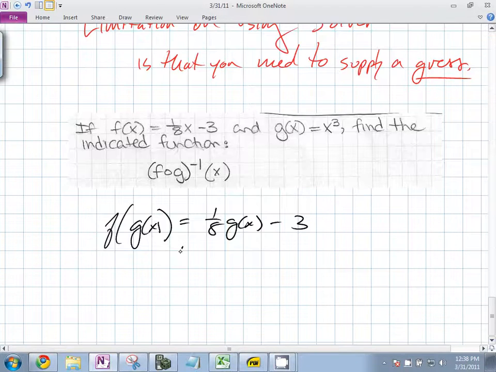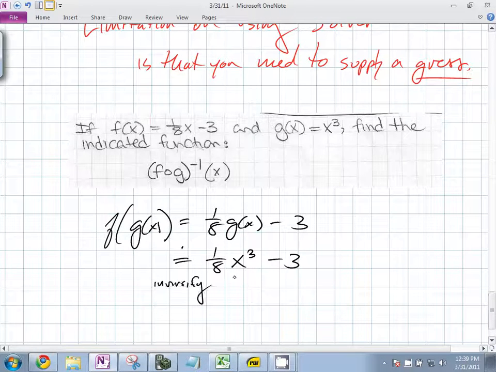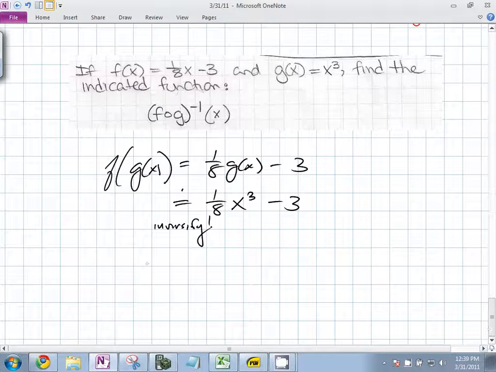So it's 1/8 minus 3. So, if you want to find the inverse of that, we want to inversify this. Yeah, I like making up words. It's a good time. X equals 1/8 y cubed minus 3.